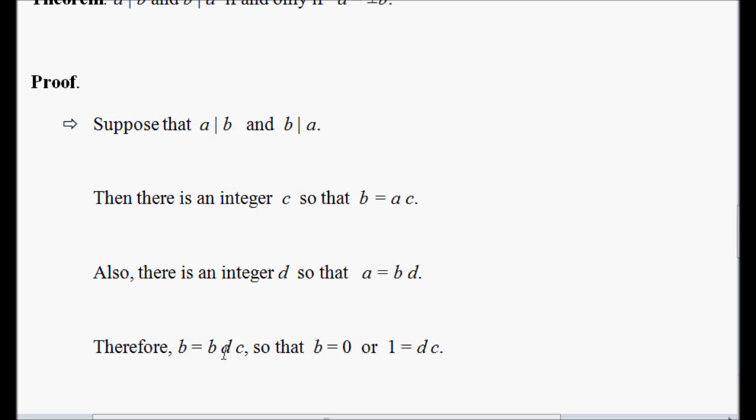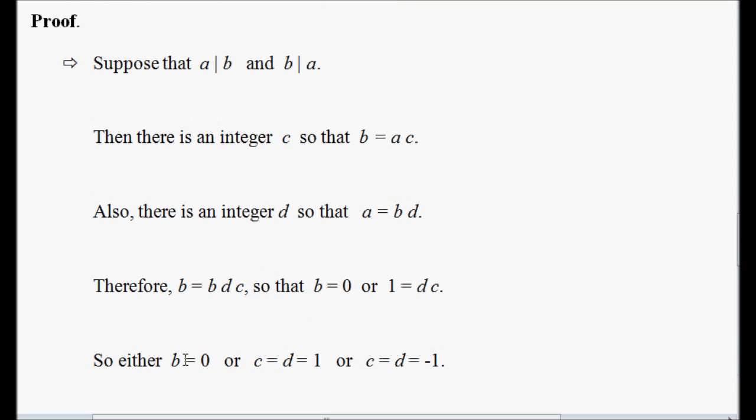Now, one of two things happens. If B is not equal to 0, then I can cancel so that D times C is equal to 1. If B is equal to 0, then obviously I can't cancel, but B would be equal to 0. So one of these two things has to happen. So B could be equal to 0, or if C times D is equal to 1, there's only two things that can happen. Either C and D are both equal to 1, or C and D are both equal to negative 1.